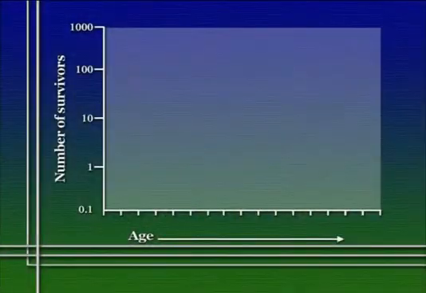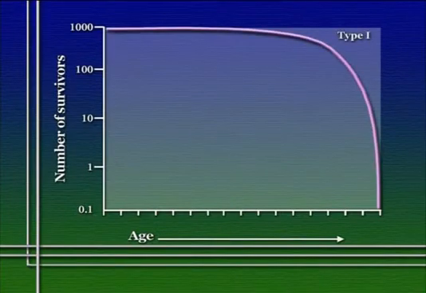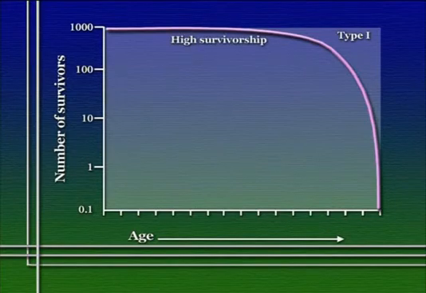Now, the first pattern that we take as sort of an ideal pattern of survivorship is what we call a type 1 curve. A type 1 curve represents a case where individuals of a population tend to live out their entire lifespan once they're born. Survival rate is high throughout life until the very end of life. And so we see a curve that remains very high until the very end of the life and then plummets down to some low level.